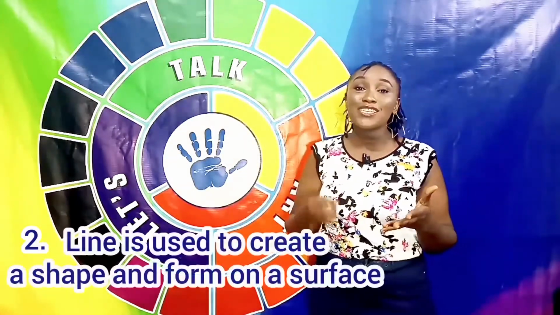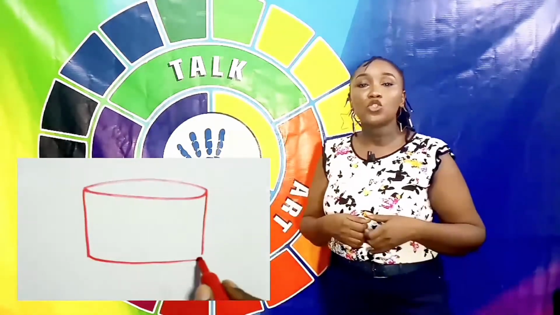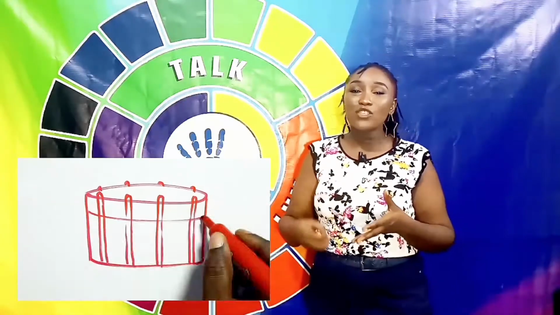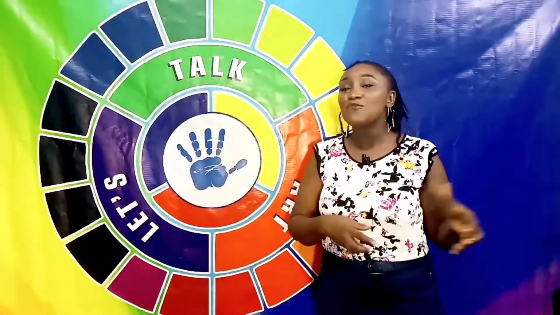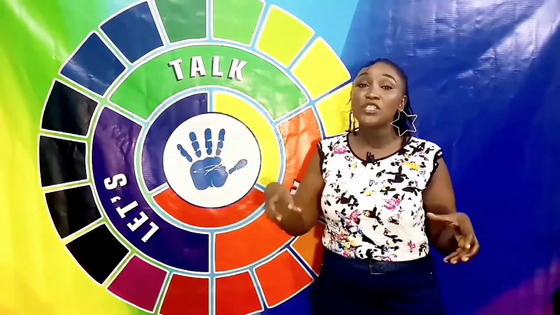Awesome, right? Now number two, line is used to create a shape and form on a surface, in a space. So when you draw that drum, when you draw that phone, when you draw that portrait, you're using line to create a shape and form in a space. Remember, we talked about form, space, and shape as the other elements. So you can see that line is what is used to define all these other elements, the starting point, the beginning of these other elements.